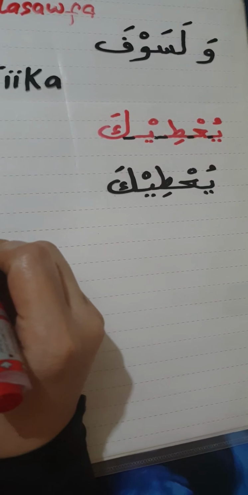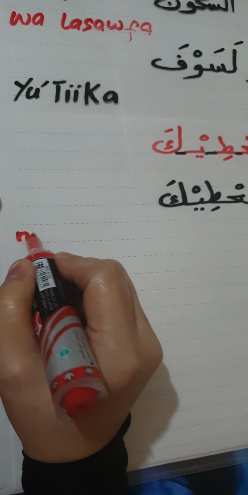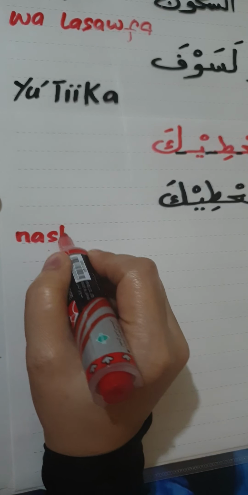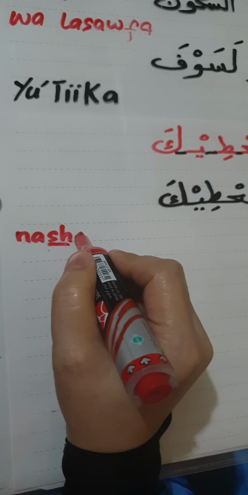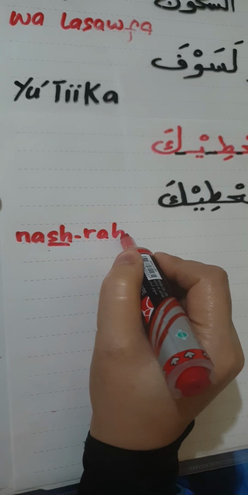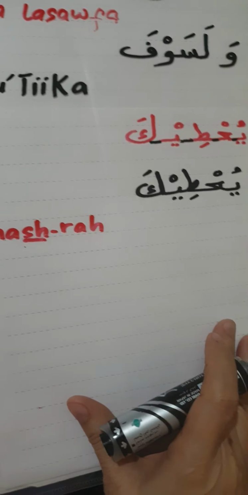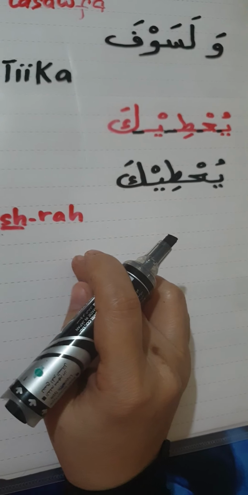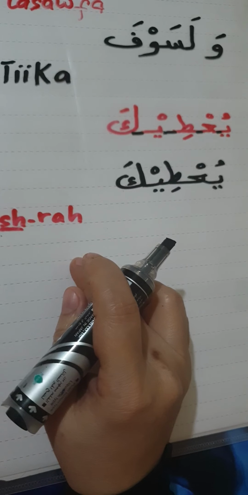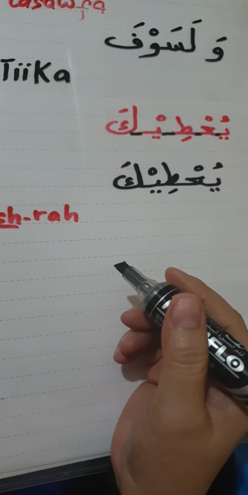Another example is nashrah. Okay, we're going to write the transliteration. Nashrah, like that. So we'll start connecting them together. Of course these are long words, so we need to write them in the isolated form with a vowel so we can connect them.